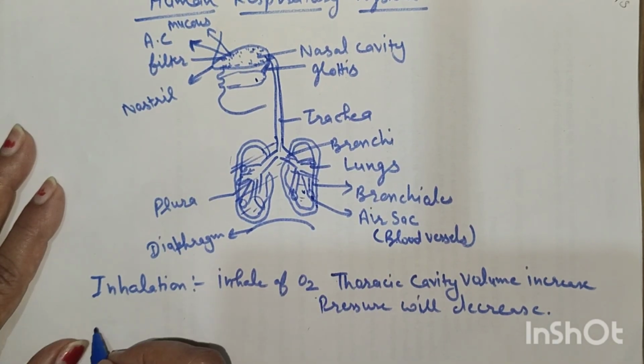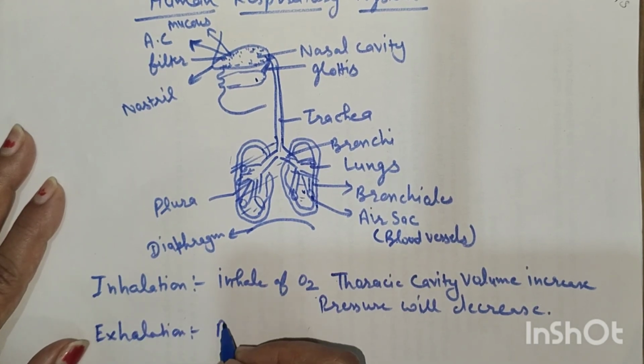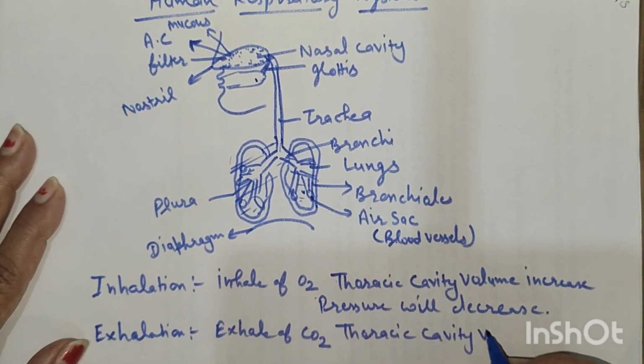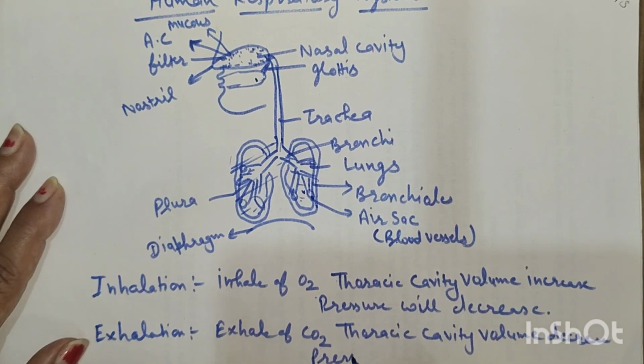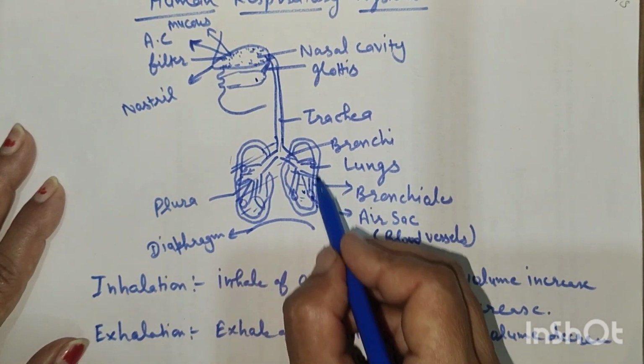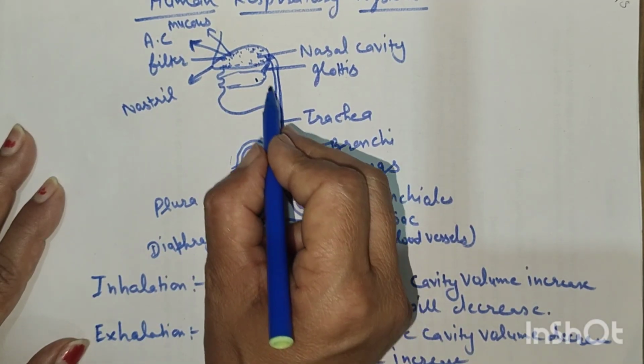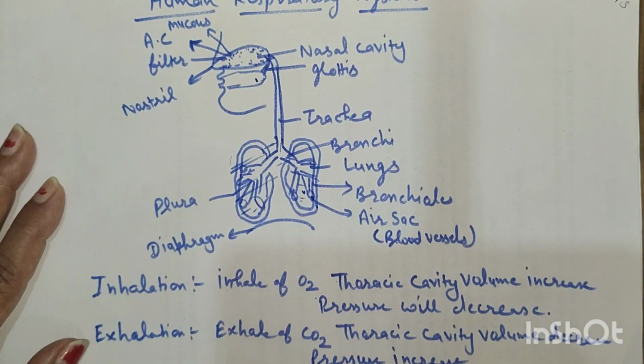Now the exhalation. Exhalation means exhaling carbon dioxide. In the thoracic cavity, the volume decreases. When its volume decreases, the pressure increases. When the pressure increases in this thoracic cavity, then due to this extra pressure, the carbon dioxide is exhaled out.